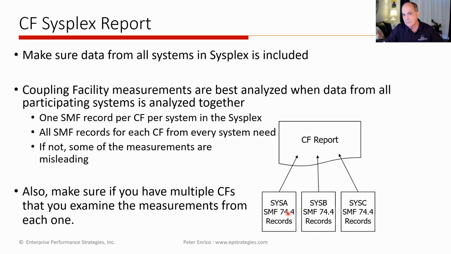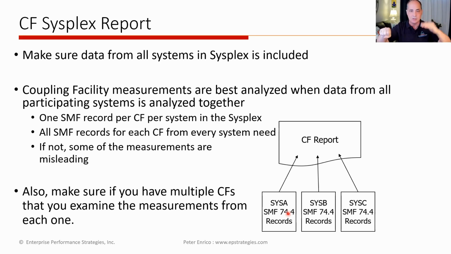But in the SMF74 subtype 4 record, we also have hardware measurements. And the hardware measurements are actually gotten from the coupling facility itself. So an example of a hardware measurement might be false contention for a coupling facility lock structure, right? And that's a measurement that is gotten from the coupling facility, or a cache structure is probably a better example, the number of directory reclaims, something that's happening in the structure itself. And so what happens there is you have that measurement, and if you have systems A, B, and C, and they are all collecting the same measurement, you don't want to add them together.